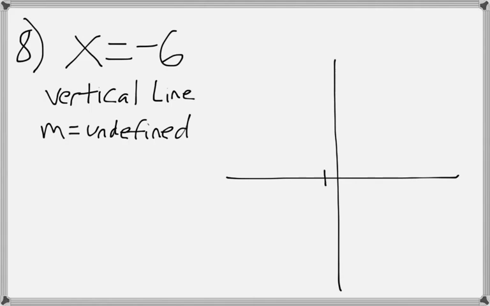So we're going through 1, 2, 3, 4, 5, 6. So it is a vertical line through -6. And that would be our answer. Again, just to kind of explain why they are what they are.